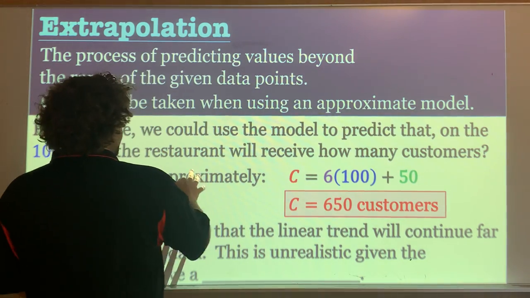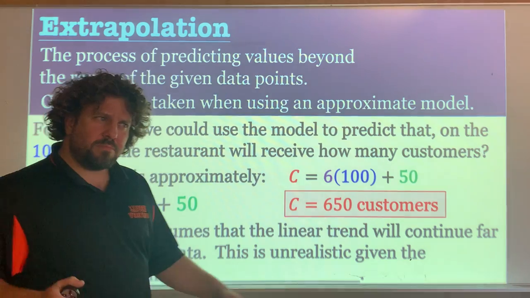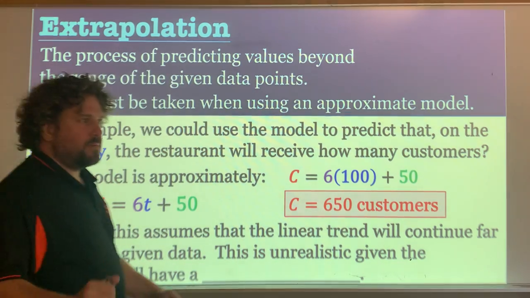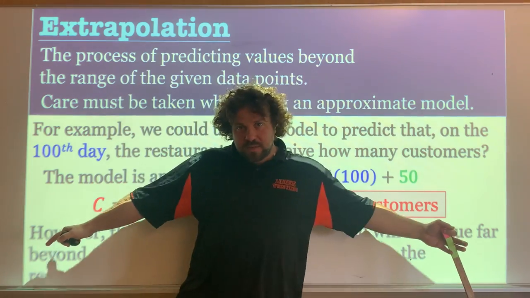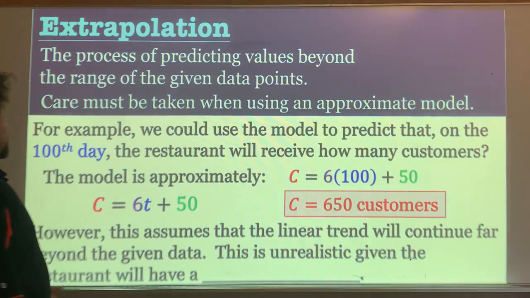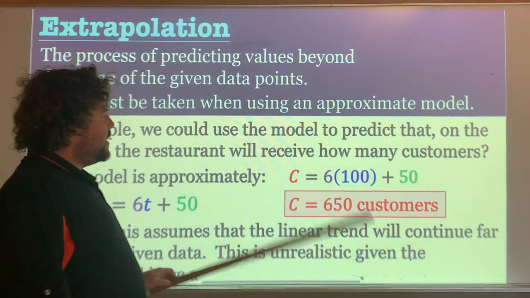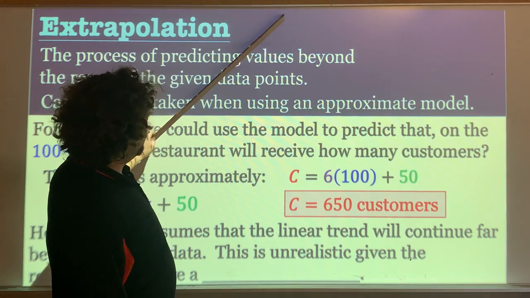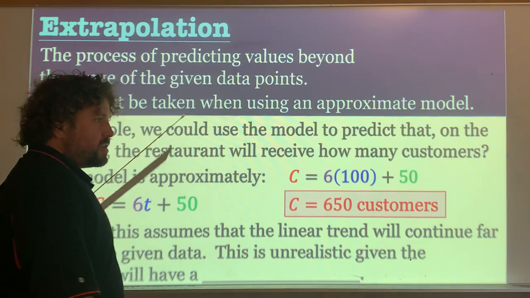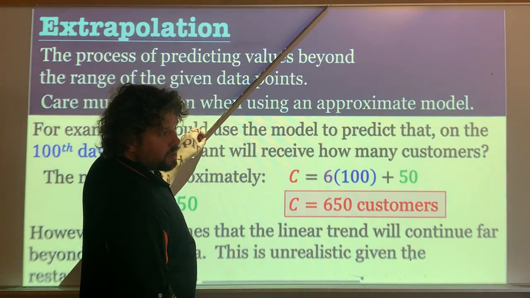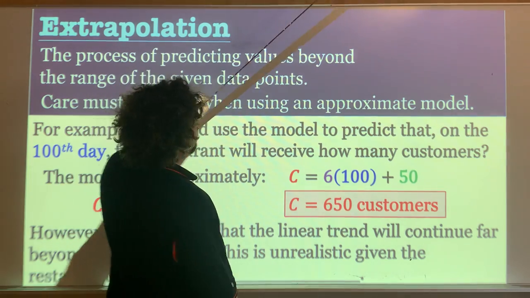Now, does that make sense? We don't know. I'm going to say it doesn't. I'm going to hide the answer. You know why it doesn't make sense? The reason is, this assumes that the linear trend you have continues far beyond the graph that you're given. So usually it works for a little bit, like the data in between the points, and maybe even a little bit beyond, but it doesn't work forever.